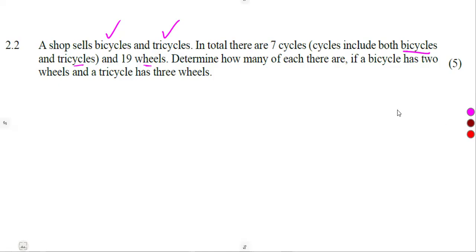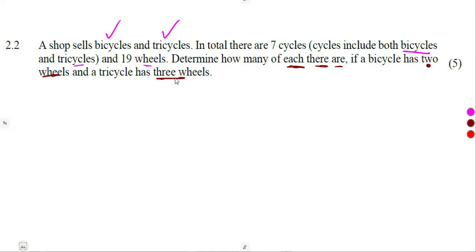Determine how many of each there are. Each, which one? The bicycles and tricycles, how many are they? If a bicycle has 2 wheels, a tricycle has what? 3 wheels. We have equations to be formed from that word problem, from this statement that we are given.